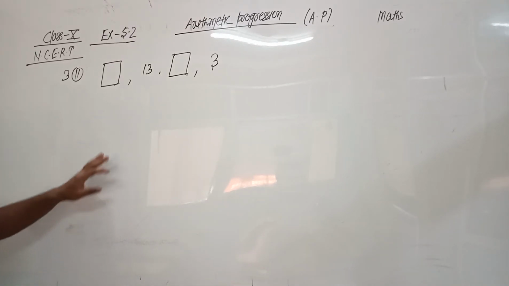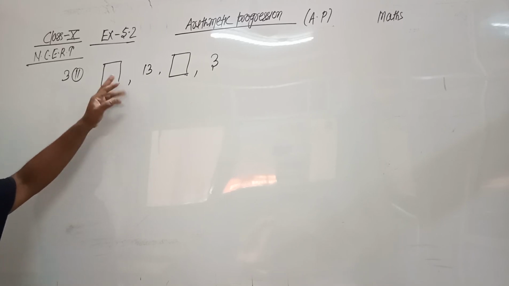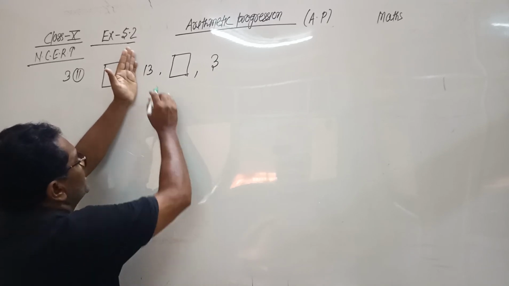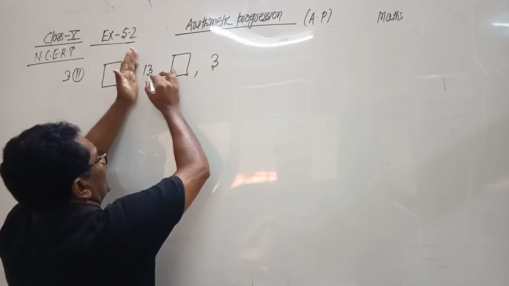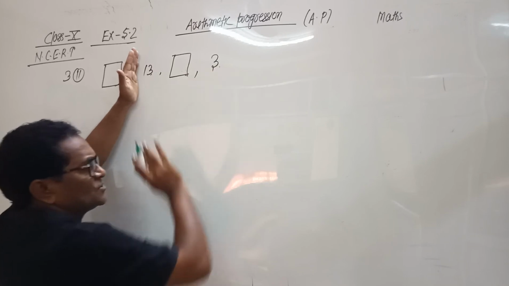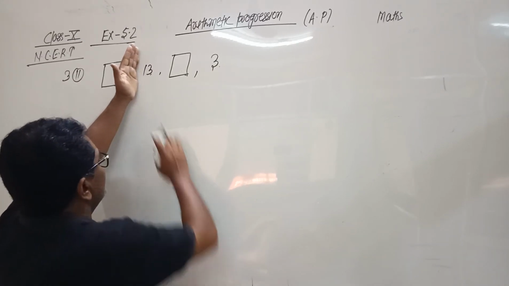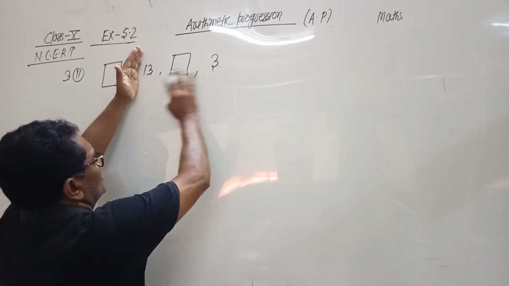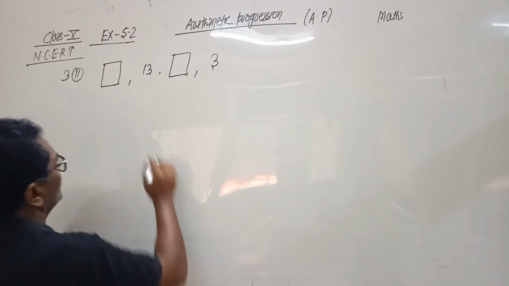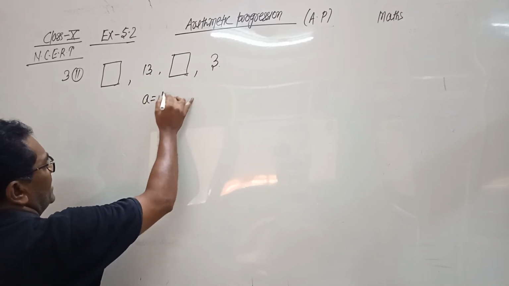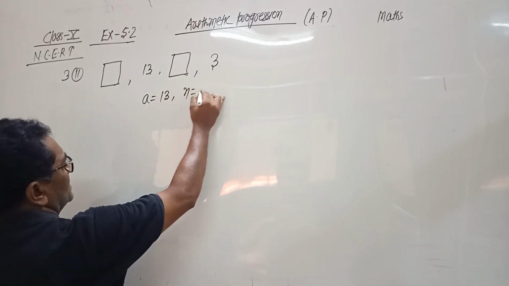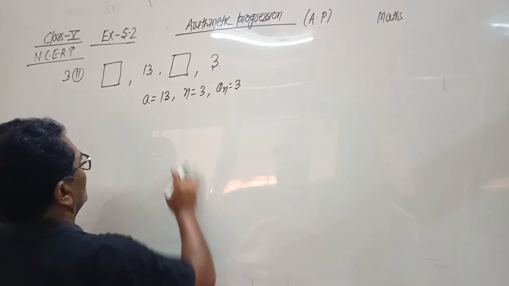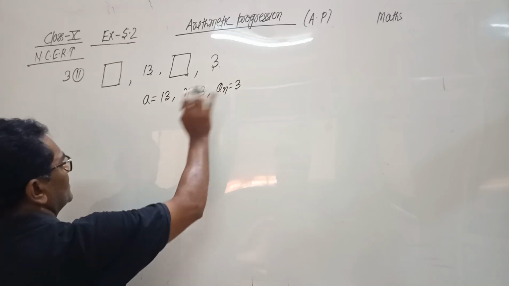So, firstly, leave this term and see how many terms are there. So, there are 1, 2 and 3 terms. So, for this section, there are 3 terms, in which the first term is 13. And the number of terms is 3 and the last term is 3.